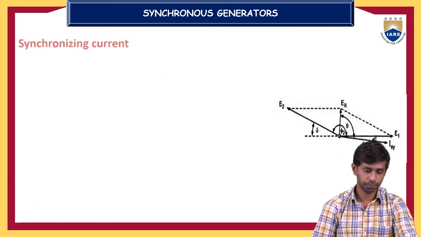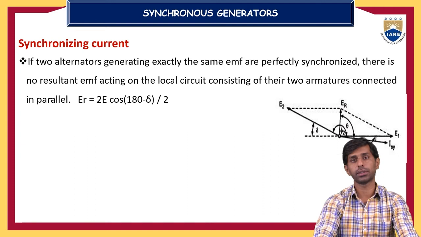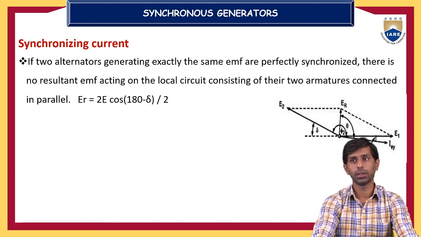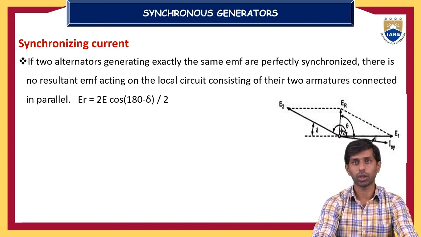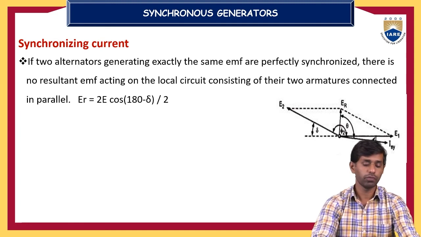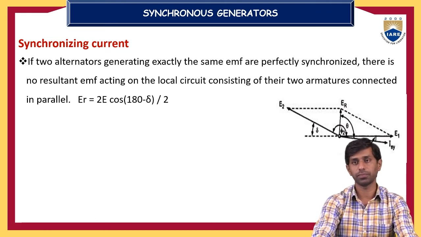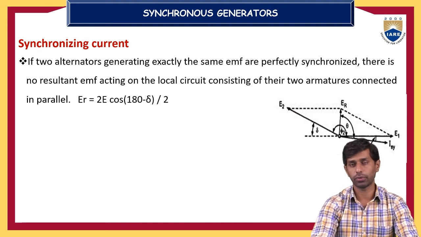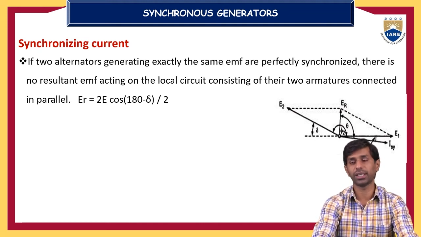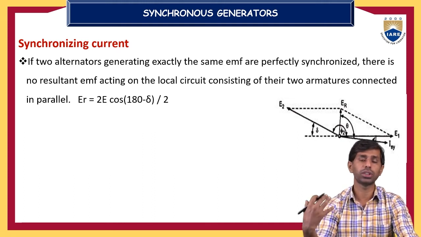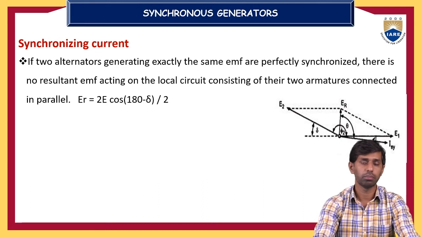And this is about the three methods of how we synchronize alternators with the bus bar or with the existing alternators. In the process of synchronization, we must know the synchronizing current, synchronizing torque, as well as the synchronizing power. For example, two alternators are going to be connected in parallel. One alternator is already connected in parallel to the bus bar system, and alternator 2 is going to be connected in parallel to the bus bar system.